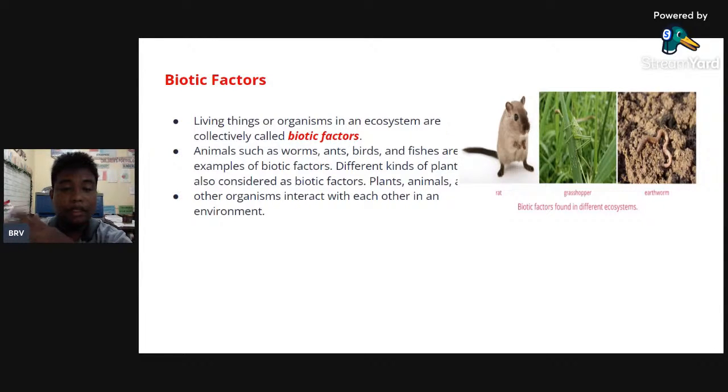Plants, animals, and other organisms interact with each other in an environment. So biotic factors are those living things, like rats, birds. So those are biotic.